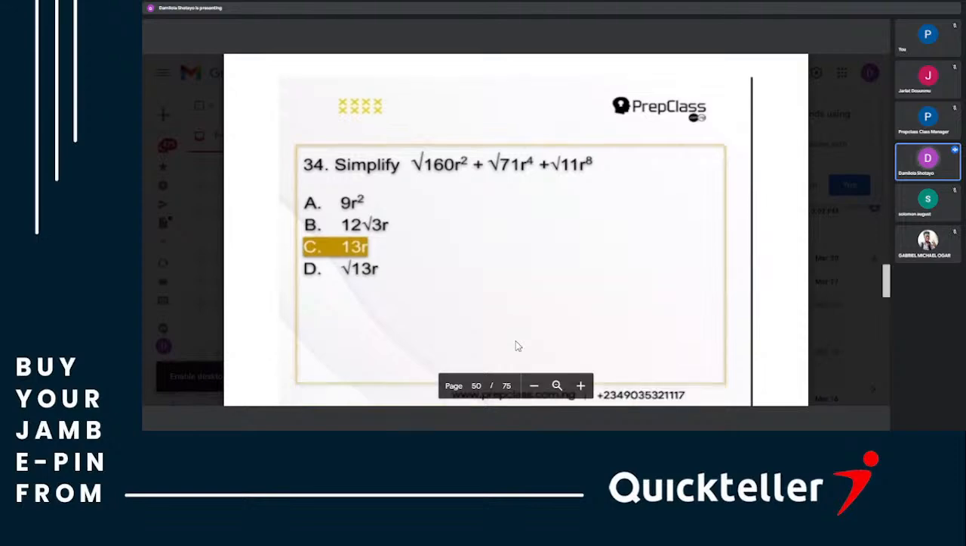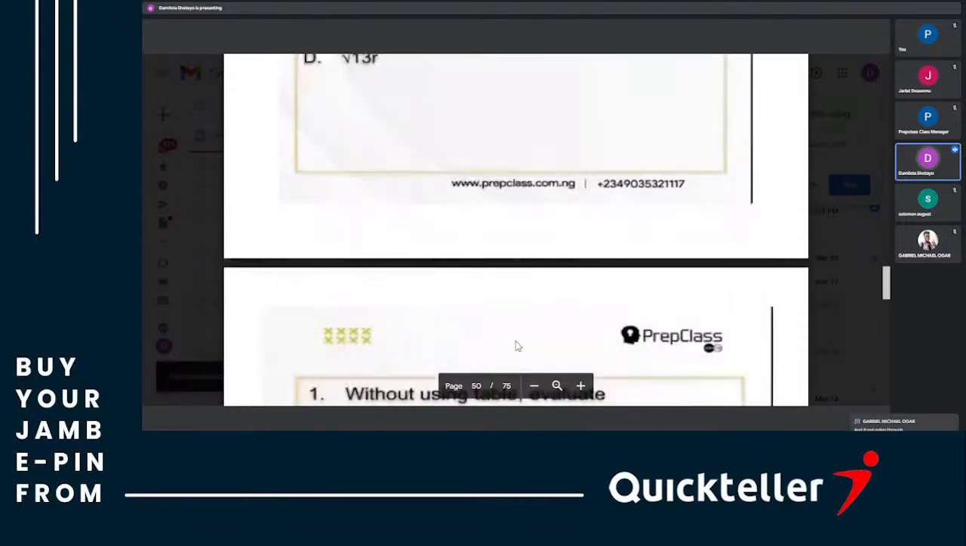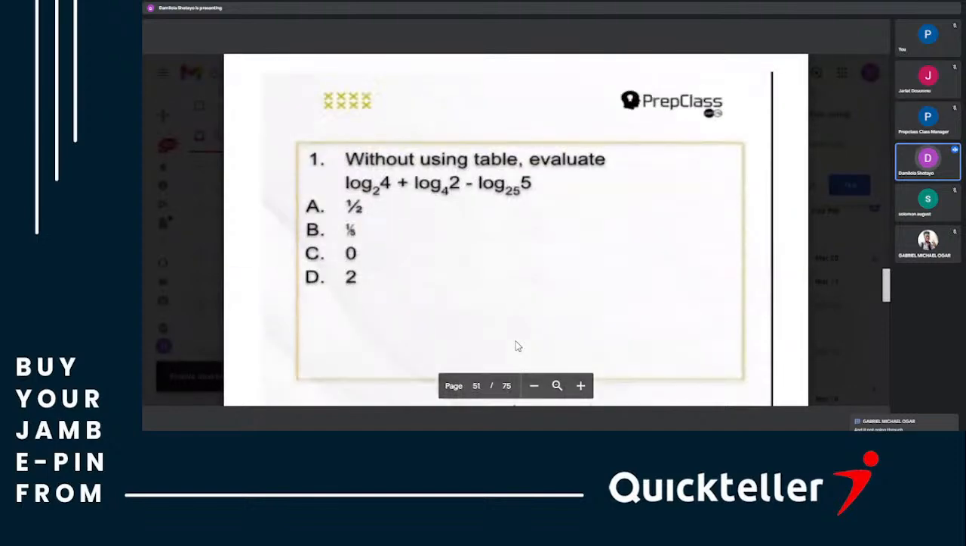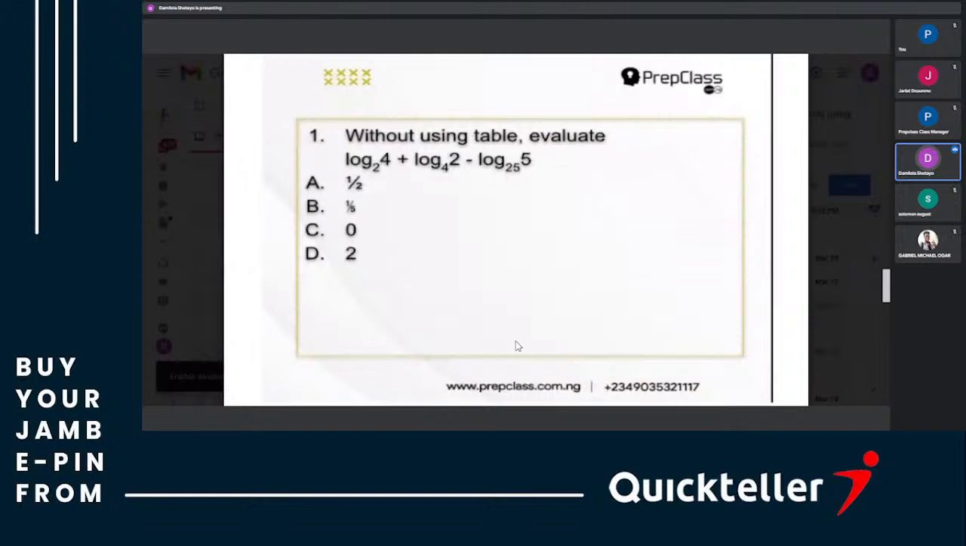Then the next one, I believe that's clear and nobody asked a question. The next question is a logarithm question. I told you that if you have a plus in logarithm, it will become multiplication. If you have a subtraction, it will become division. So how did I solve that? So I did this. First of all, you have to arrange.